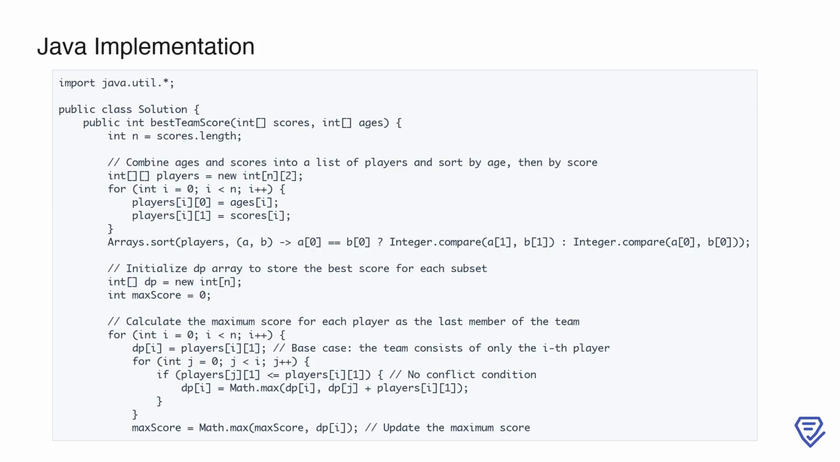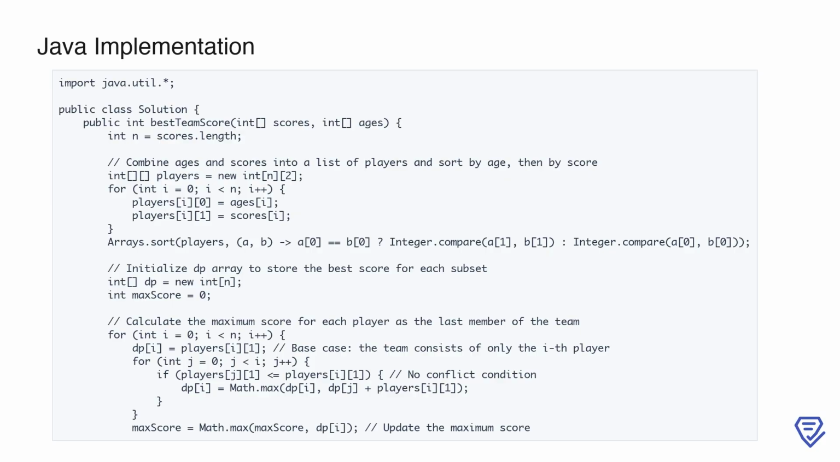After sorting, we initialize a DP array to store the highest possible score for teams that end with each specific player. We also declare max score to keep track of the overall maximum score across all players. The next steps involve iterating through the players. For each player, we begin with the base case where the team consists of only that player, so dp[i] is initialized to the player's score.